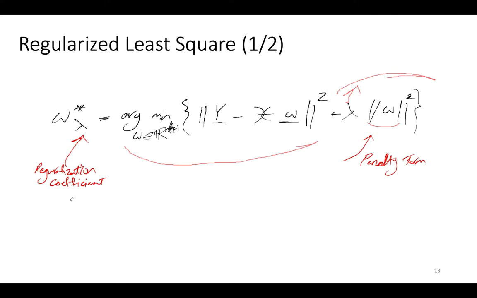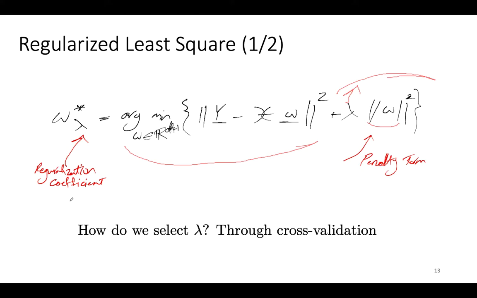Are we going to select it randomly? Are we going to just go iteratively with different lambdas and see what works the best? In reality, we select these hyperparameters, so I'm just going to write it here. Hyperparameters, we normally select through cross-validation.